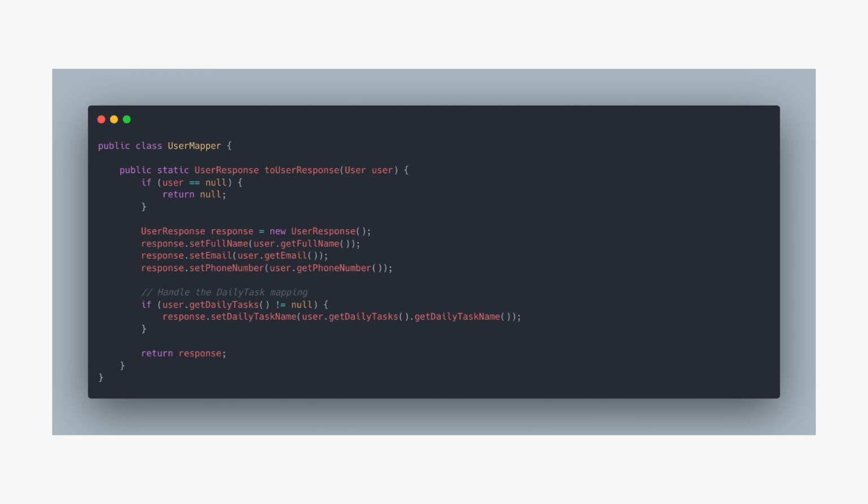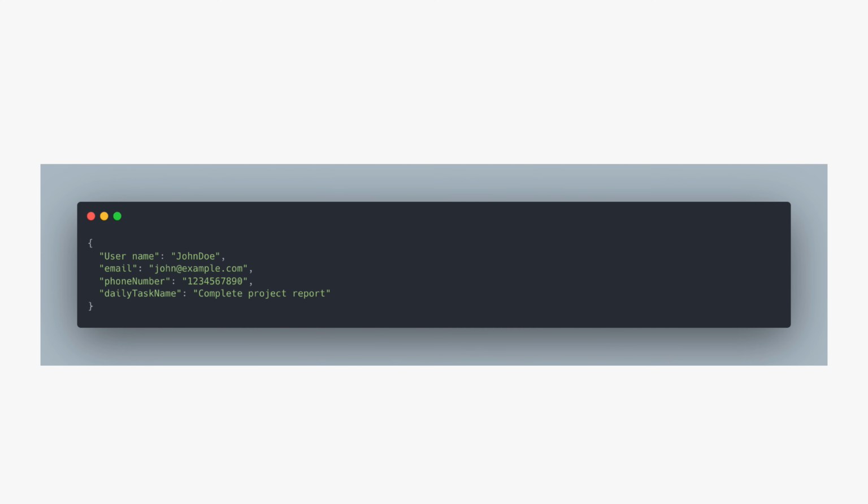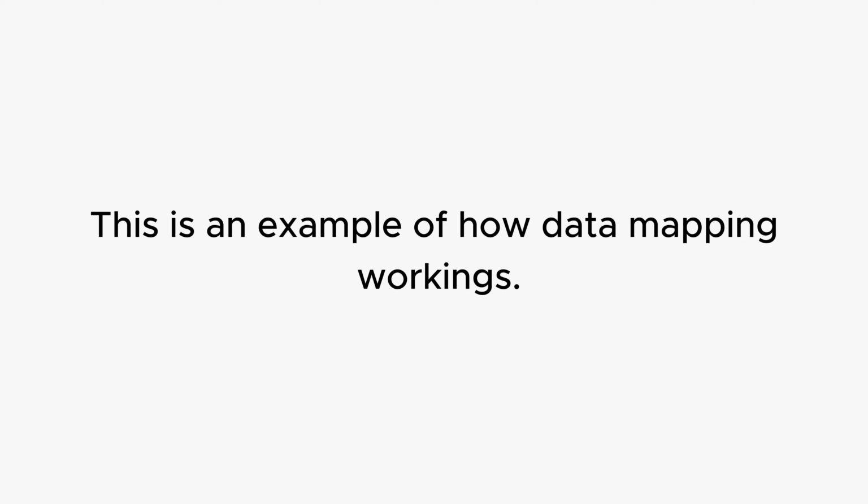Now, this mapping functionality will end up returning a structured response, which will consist of the username, the email, the phone number, and the daily task name, as we wanted. Now, looking at the screen, you can see this is the response that we're expecting, and that is what this particular method will return. So this is how data mapping works.